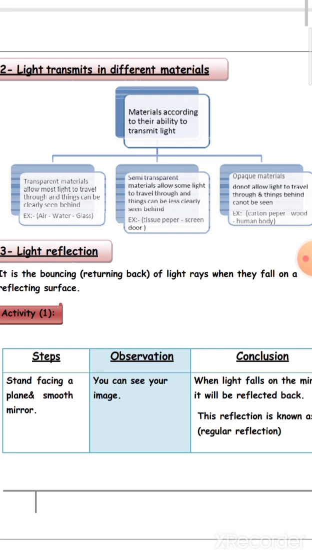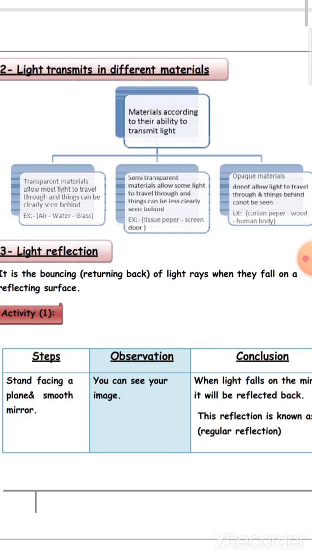What's meant by the word bouncing? Bouncing is like the rubber ball. If you have a rubber ball and you bounce it on the earth, it will return back to you. So it's called bouncing or returning back of light when it falls on a reflecting surface, because if you don't have the reflecting surface, the light will continue moving in a straight line. So light reflection is the bouncing or the returning back of light when it falls on a reflecting surface.